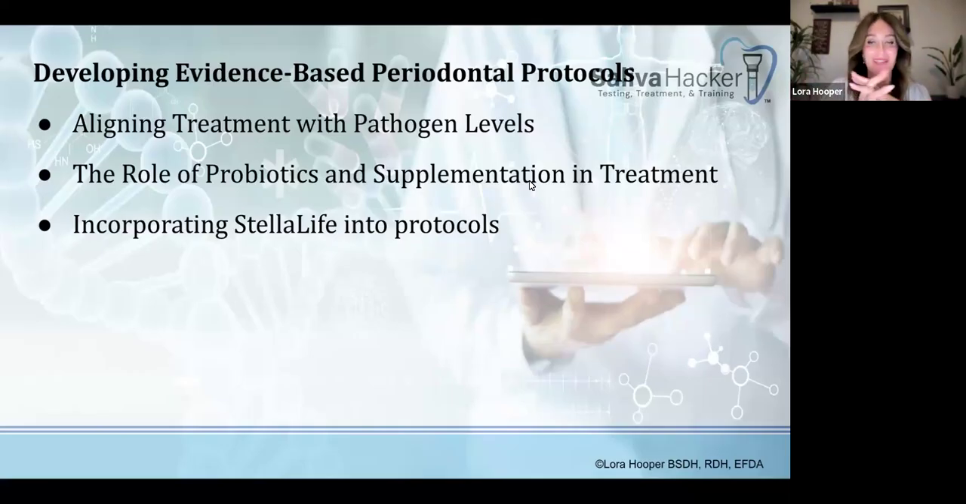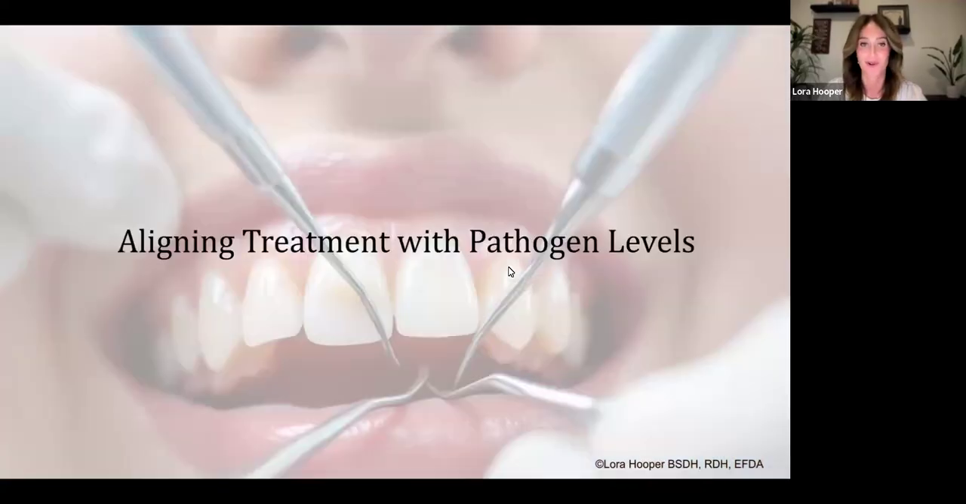Let's talk about developing evidence-based periodontal protocols. And so we're going to talk about aligning treatment with our pathogen levels, the role of our products in treatment, and incorporating specifically our cell life products into these protocols. So first, let's talk about aligning treatment with pathogen levels.